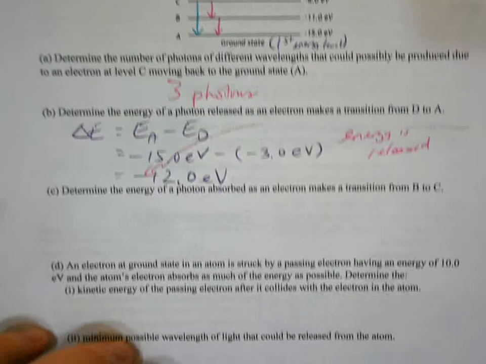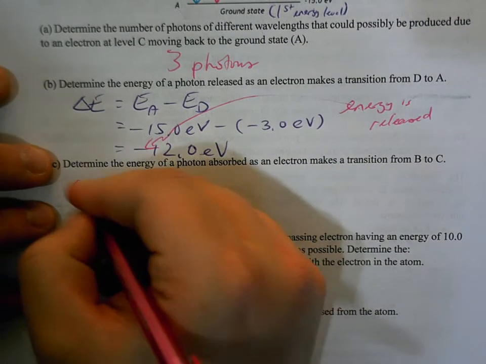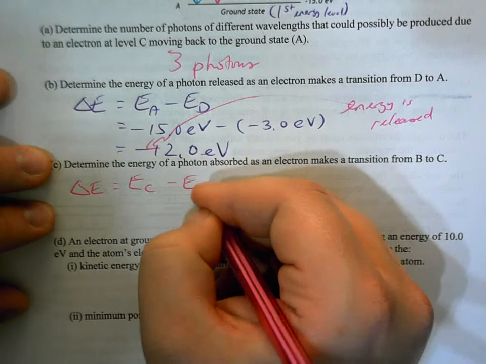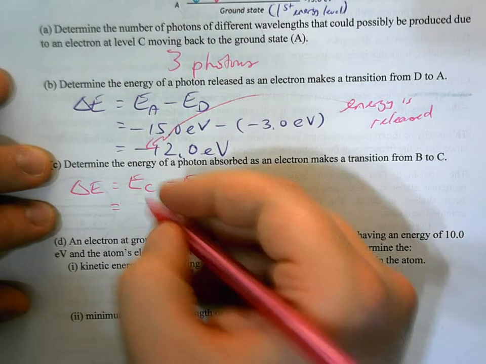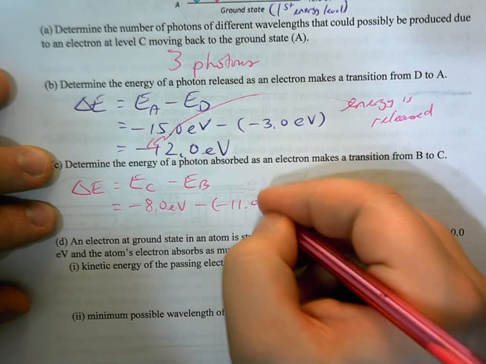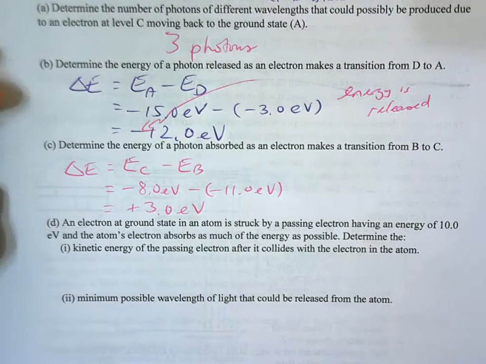So we can also do the case of an absorption. Let's find that absorption going from state B to C. So that difference in energy level is going to be the final minus the initial. So we're ending on C and we're starting on B. So at C we have negative 8 electron volts. At B we have negative 11 electron volts. So this is going to give us positive 3 electron volts.